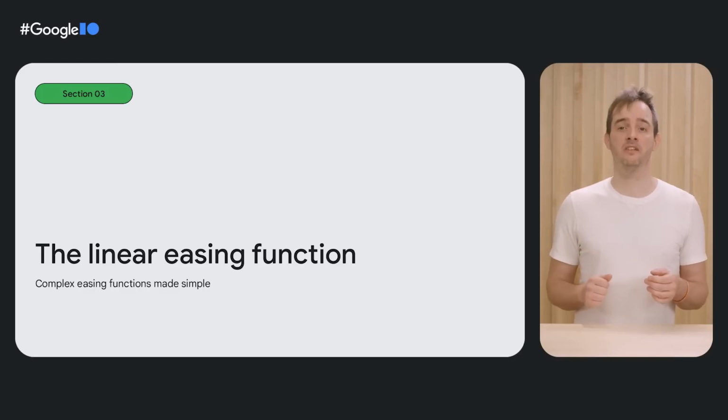On to the next part. Compared to the previous two features I just talked about, the next one might be pretty small in comparison. Nonetheless, it's one that will come in handy if you want to precisely control the easing curves of your animations. I'm talking about the linear easing function, and it's available in Chrome 113 and Firefox 112.